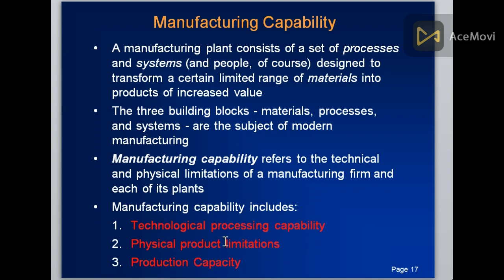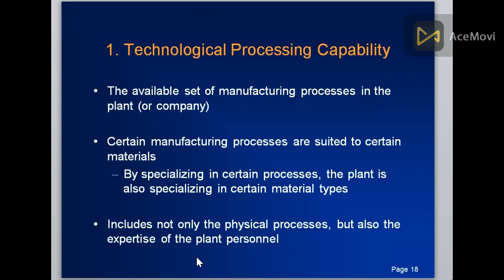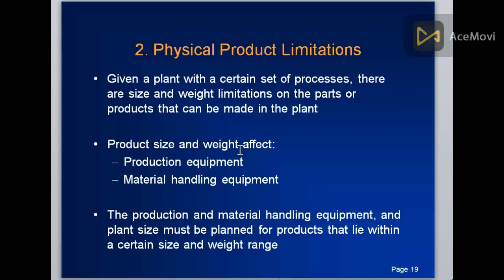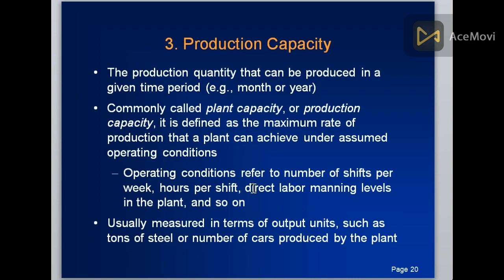Manufacturing capability includes technological processing capability, physical product limitation, and also production capacity. Technological processing capability is the available set of manufacturing processes in the plant: how many types of process you do in your plant. Physical product limitation is about how much production your plant is doing per annum or per month. It depends upon the industry. Product size and weight affect production equipment, material handling equipment, and so on. These are all the things.